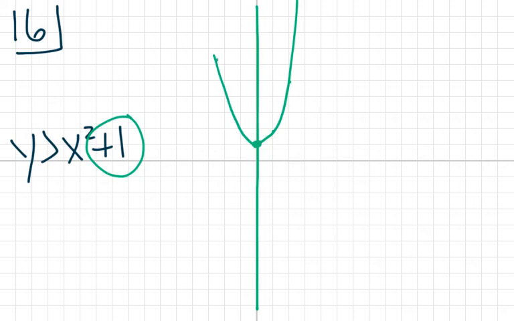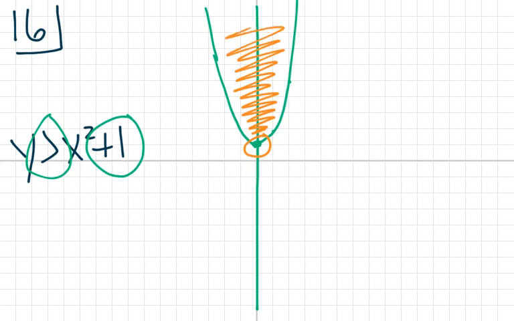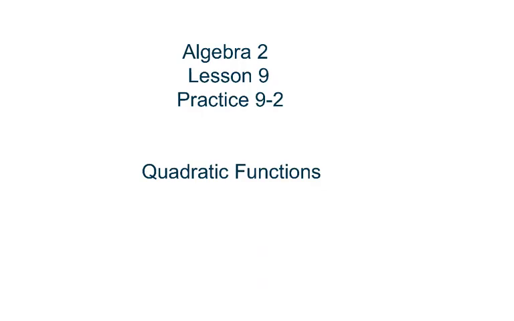And since it's an inequality, y is greater than this graph, we're going to look at our vertex, which is here, and we're going to shade in everything above this on the y-axis, but within the lines. So we're shading inside the U. So that's number 16. And that is it for practice 9-2.